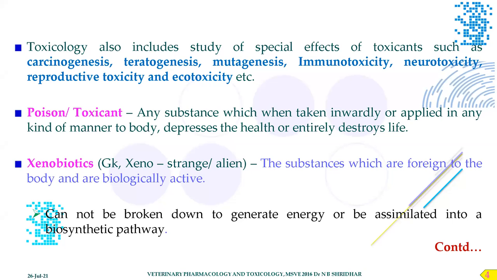Coming to the first word, poison or toxicant. They are synonyms. Any substance which, when taken internally or inwardly, or applied in any manner on the body, depresses the health or entirely destroys life. So a poison or toxicant is a substance which, when taken internally or applied in any form on the body surface, depresses the health or entirely destroys life. This is the classical definition of a poison.